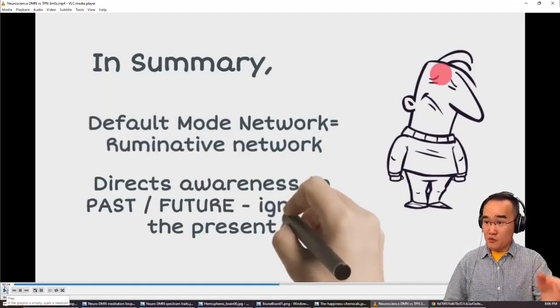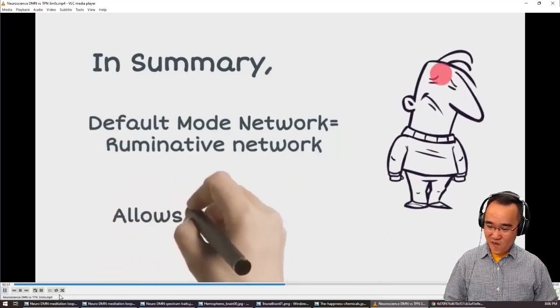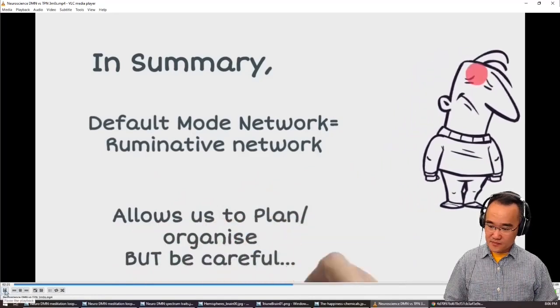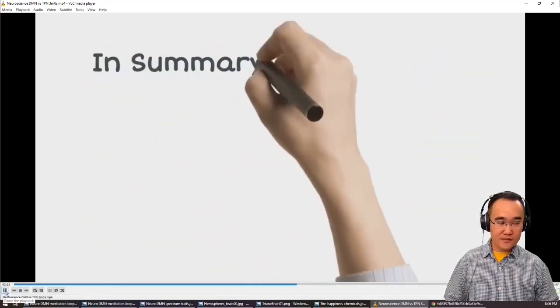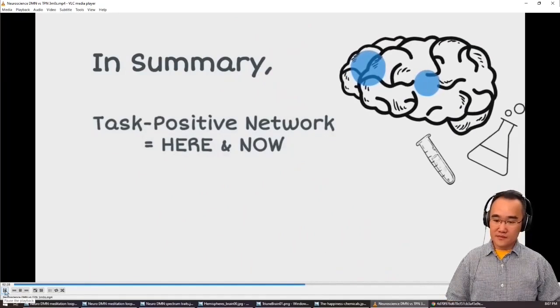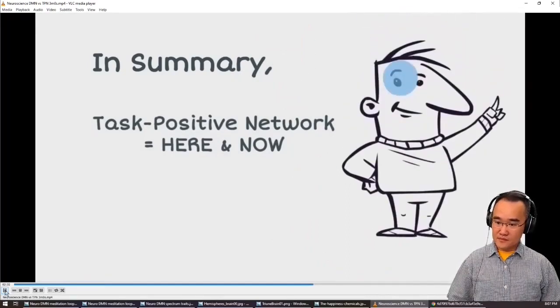But people do it to the point where they try to avoid the future or they get stuck in the past. That's the negative side of the default mode. Used responsibly for planning and organizing, we must still be wary of its negative aspects. The task positive network can be said to be responsible for present moment awareness, being in the here and now.